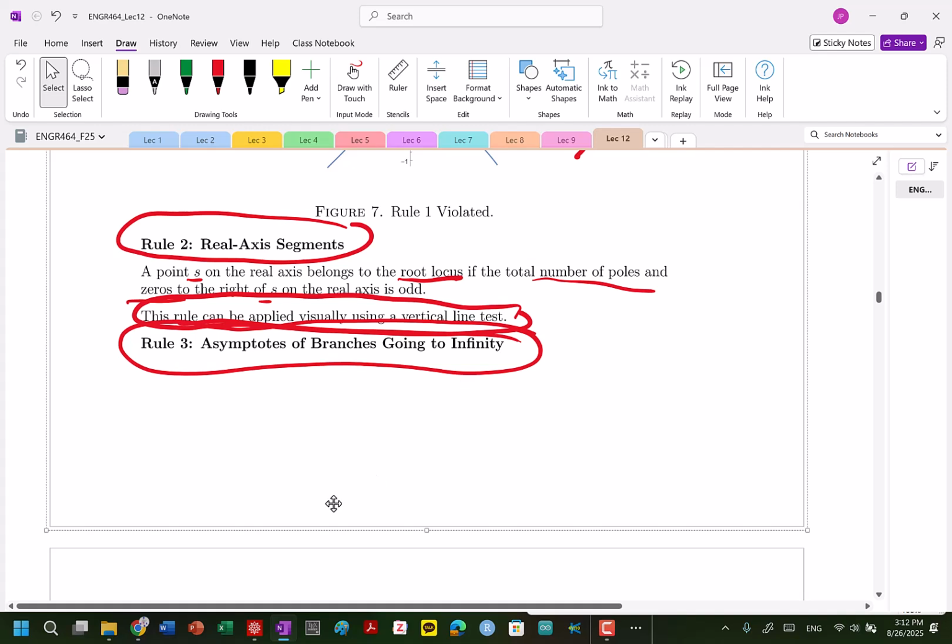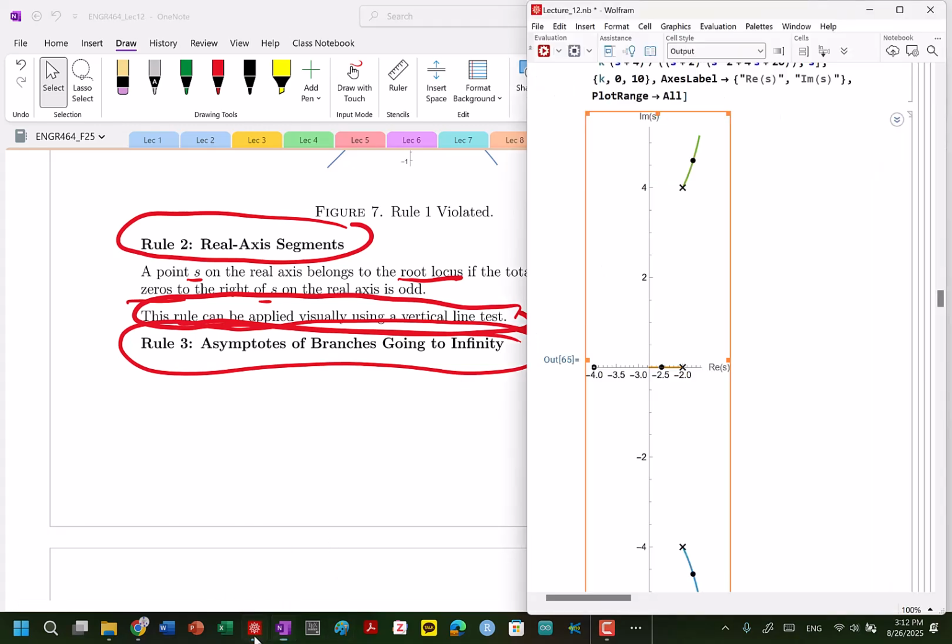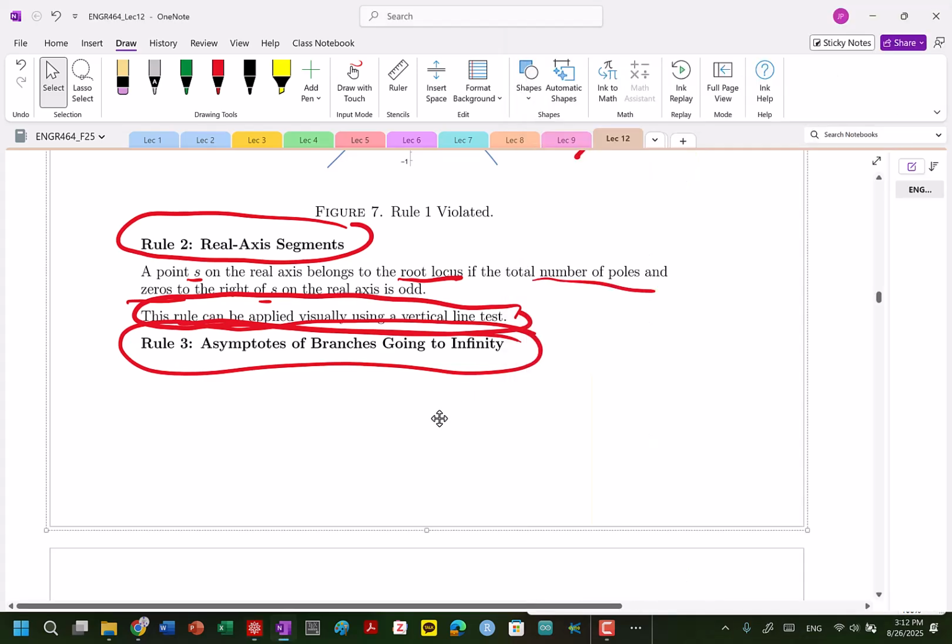Rule 2, real axis segment. These are all starting at -2, -2, -2. If I do a vertical line here to the right of -2, we know that there are 0 poles and zeros. If I do a line right here to the right, I have 1, 2, 3 poles to the right. So you see, this whole axis will lie here until I hit this zero, and then it will stop. It won't go past that. So rule 2 is satisfied.